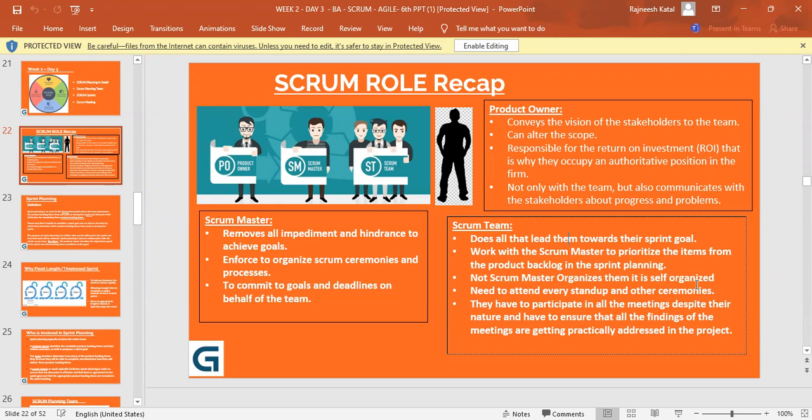So coming back to the Scrum teams, as we were mentioning, they work towards the goal. They work closely with the Scrum Master, and the very important thing is that the Scrum Master doesn't organize them; they are self-organized. What does that mean?